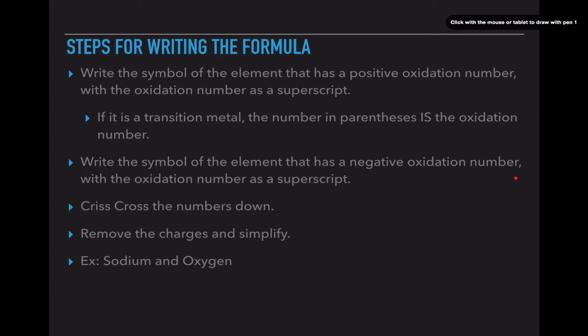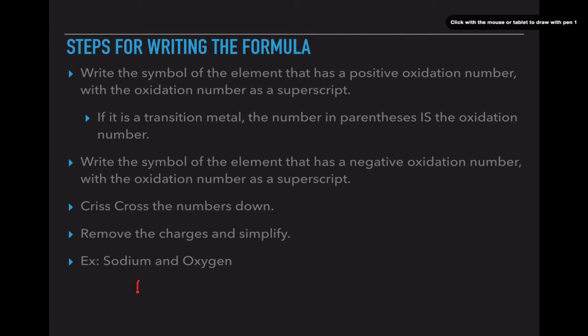Now the steps for writing the formula. Remember, in class I explained that this is a lot of words and a lot of explanation for something that is relatively simple. You write the chemical formula of the element with its positive oxidation number as a superscript. If it is a transition metal, the number in parentheses is the oxidation number. It is given to you. Write the symbol of the element that has the negative oxidation number with the oxidation number as a superscript. Then crisscross the numbers down. Remove the charges and simplify the numbers if possible.